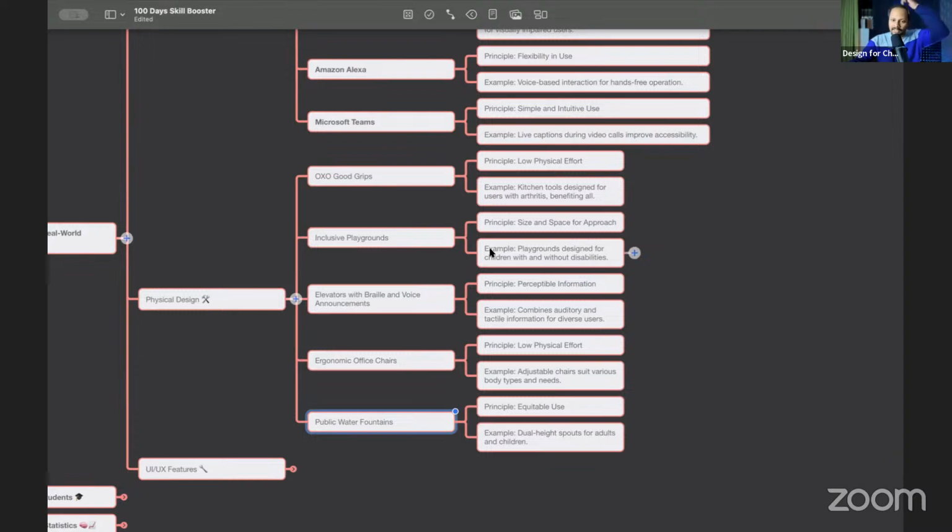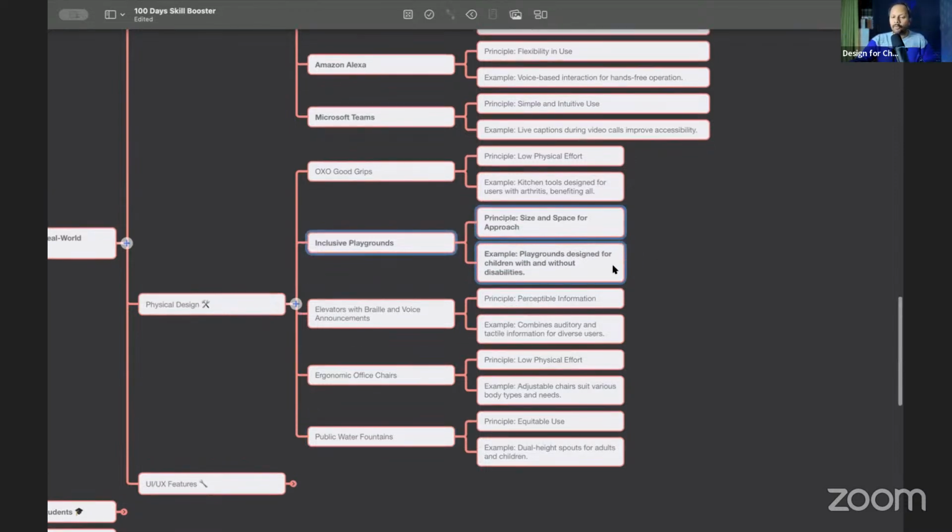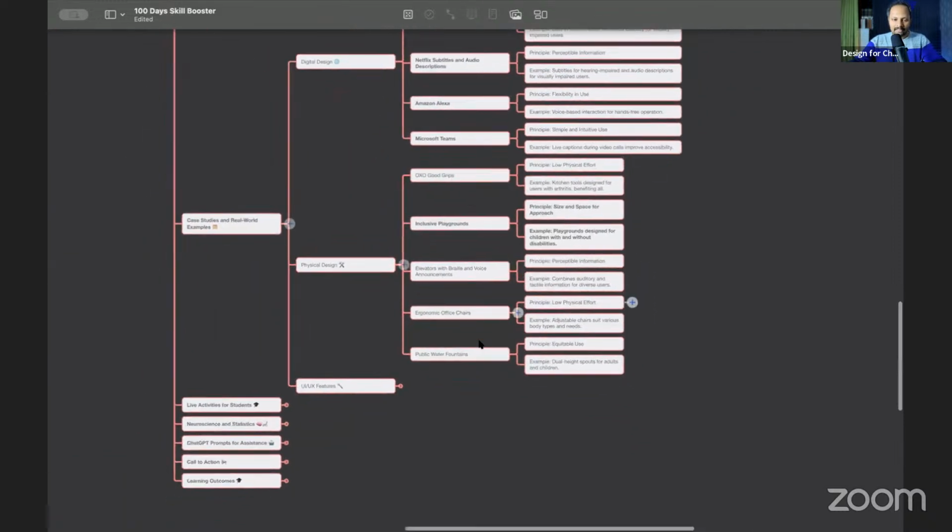Inclusive playground, size and approach for all. A playground designed for children with or without disabilities. I've not seen much about it, but I took it from online that there are some playgrounds which are universal for all kids. Okay, and also good grips. I'm not sure about it, but you guys can go and read about it. Okay, so these are all the examples I'll give you guys.